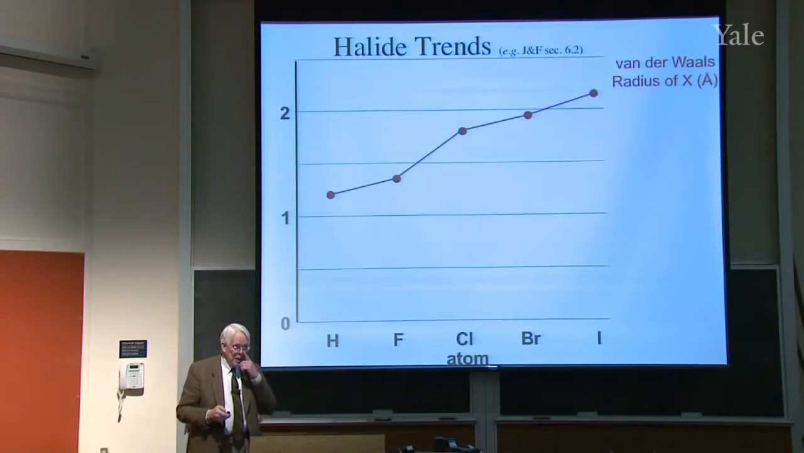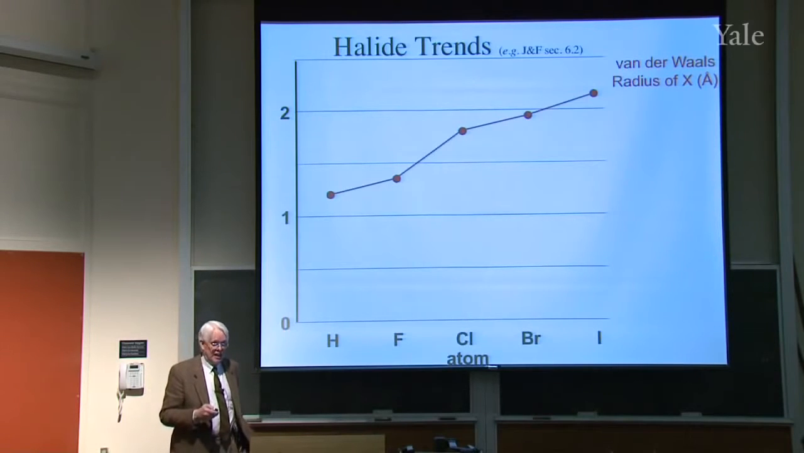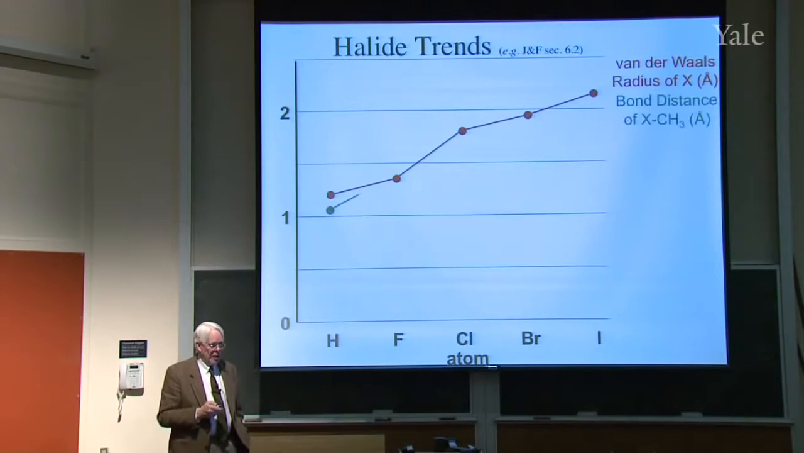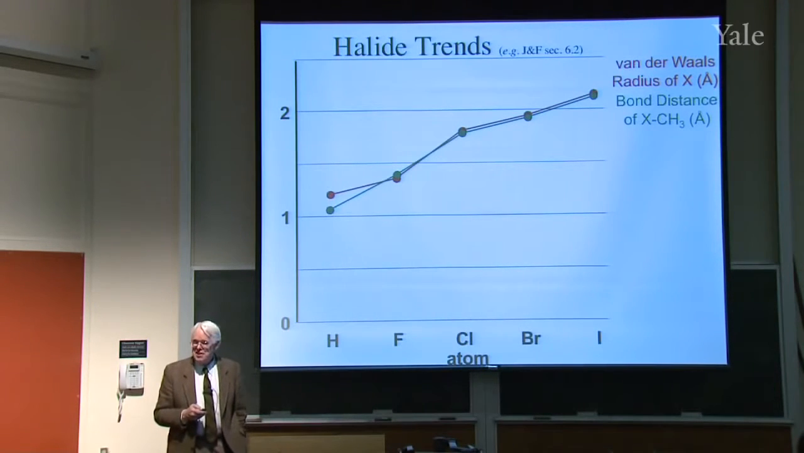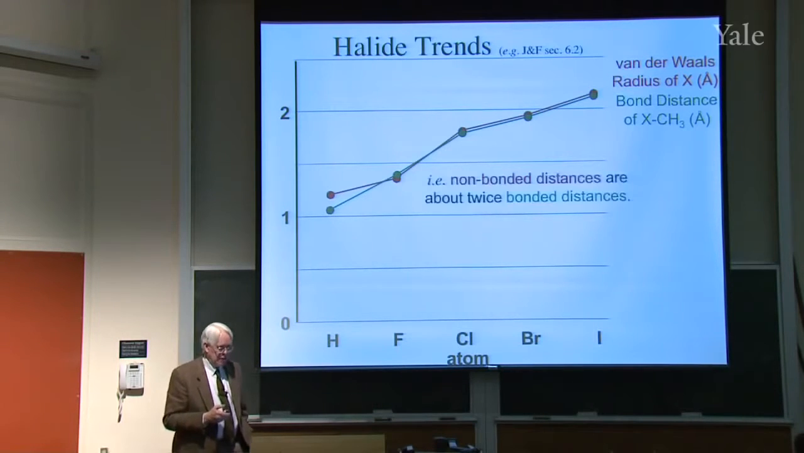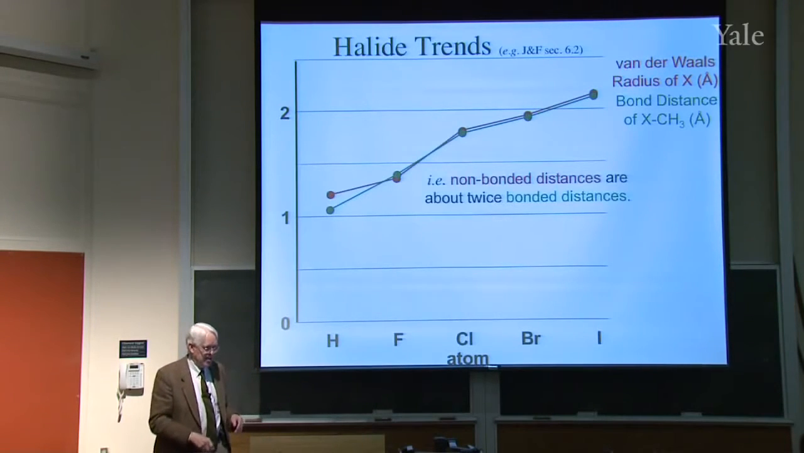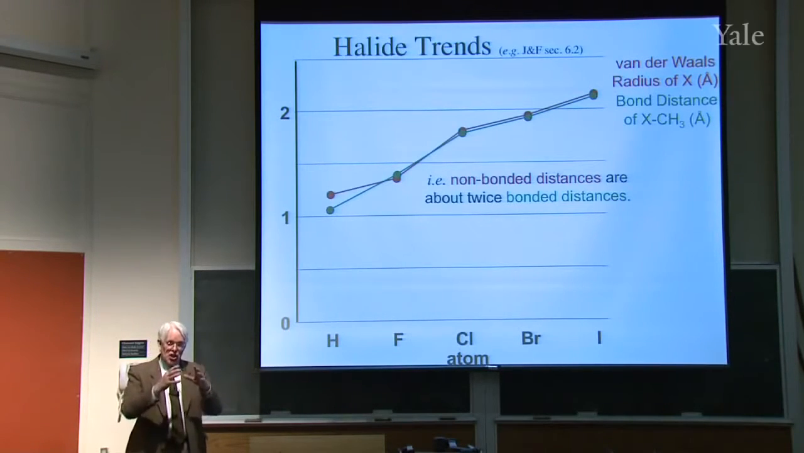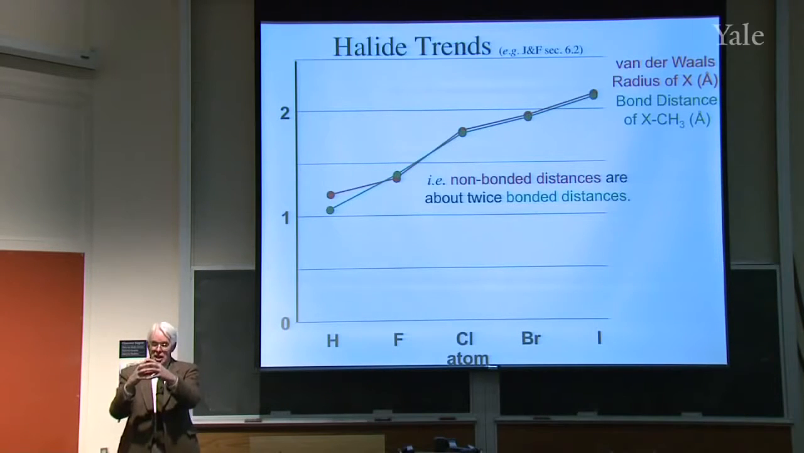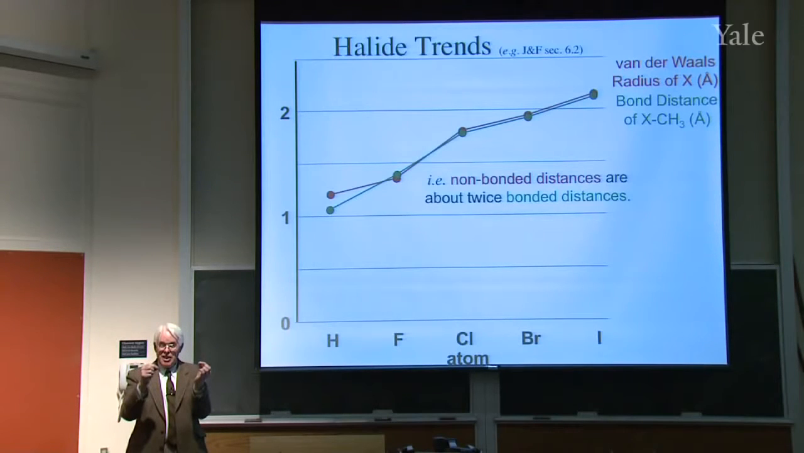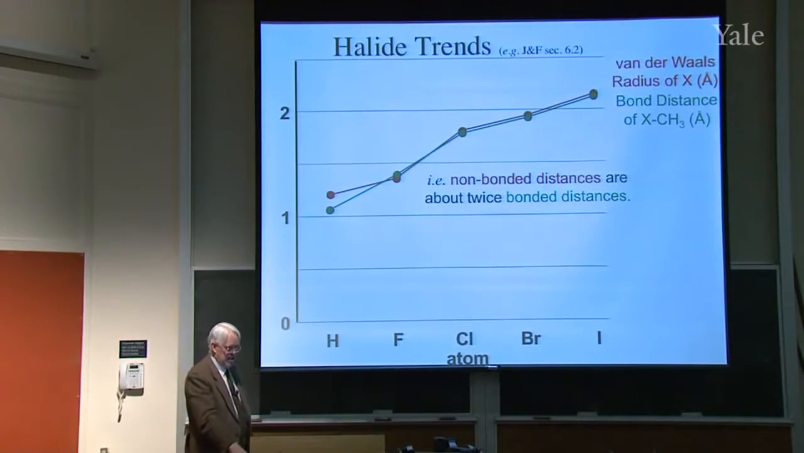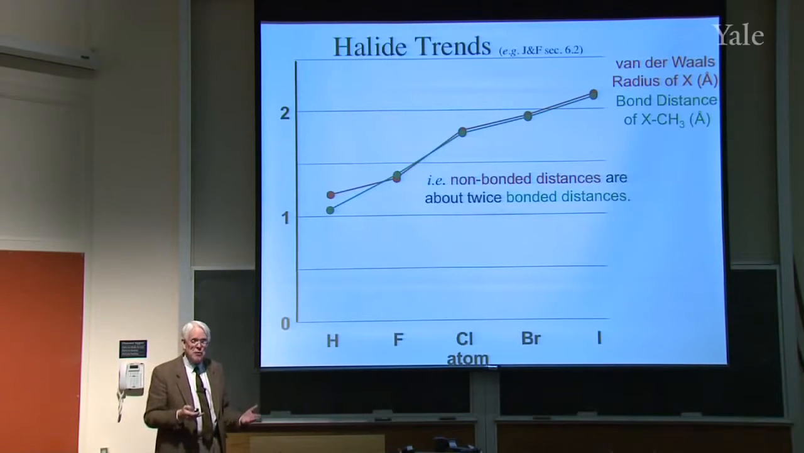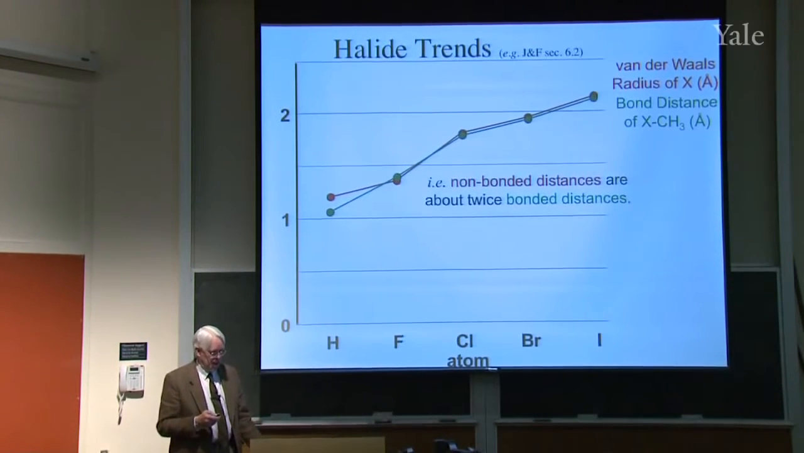So here we look at the van der Waals radius of the halogen, X, right? And here we look at the bond distance between X and carbon. And you notice they're almost exactly the same. And we learned something from that, which is that non-bonded distances are something like twice bonded distances, right? Because the radius of an atom is about the same as the distance from the nucleus of the atom to the nucleus of the carbon, right? So that means that the covalent radius is about half the van der Waals radius.